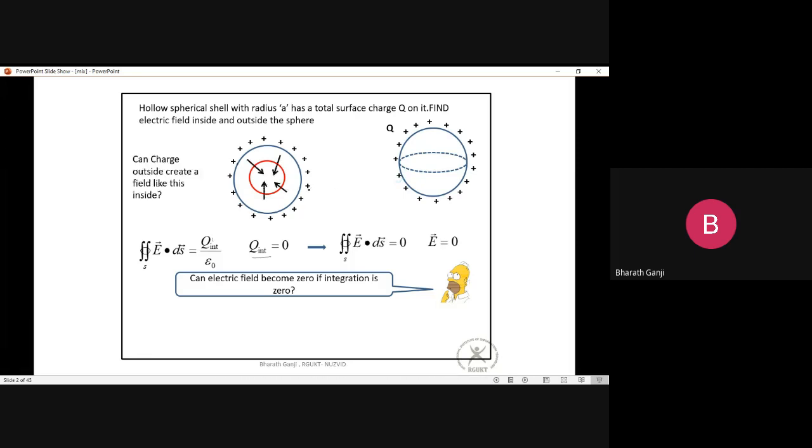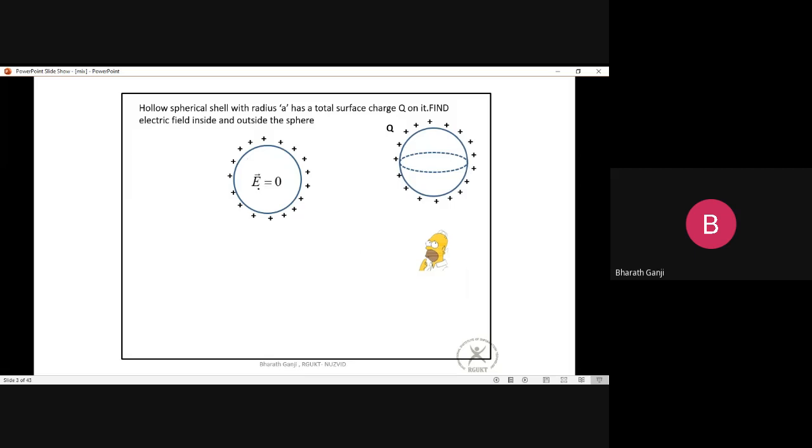So can any charge outside create a field like this? No, it cannot. Because if it creates that, it means that there is some negative charge inside. So that means the electric field is becoming zero.